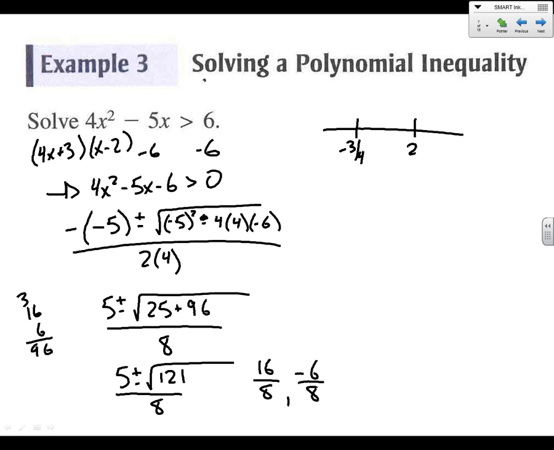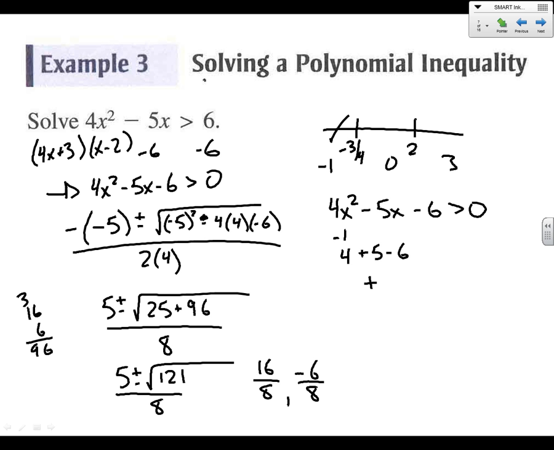All right, what's a nice number to the left of -3/4? Let's go with -1. Easy enough to use. We'll use 0. I'm going to use 3 here. Our equation to check is 4x squared minus 5x minus 6 to be greater than 0. And so if I plug in -1, -1 squared is 1 times 4 is 4. Minus 5 times -1 is plus 5 minus 6. That works out to be positive, and positive is greater than 0.